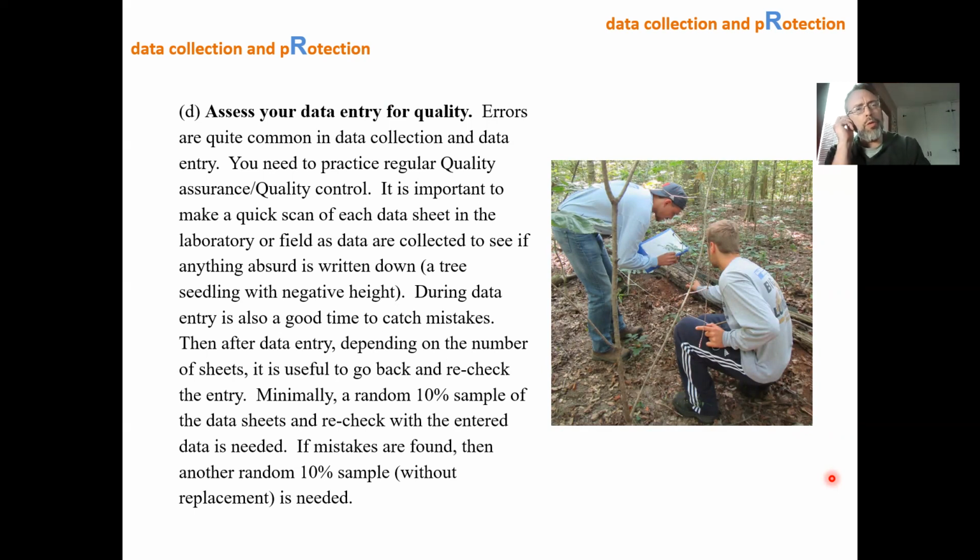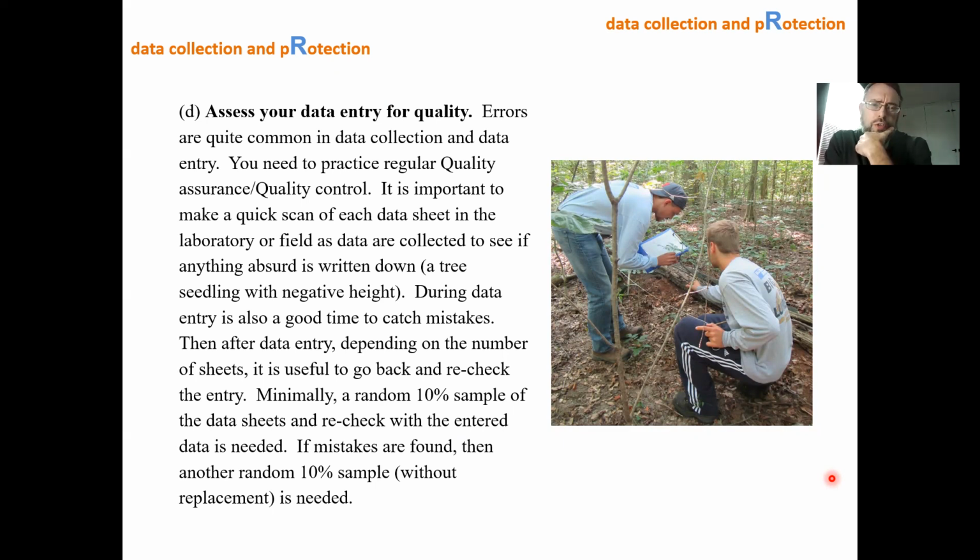So a simple thing to do, if you're in the lab, in your lab notebook, however you're collecting the data, or if you're in the field collecting field data like these two individuals, is make a quick scan of the data sheet to see if anything stupid is written down. If you have a tree seedling that has negative height, okay, it's not a possible thing. Or if you've got something like a listeria count and the listeria count is negative, that's not a thing. Counts can't go below zero. There's no listeria, that's it. It can't be negative 1,000 listeria or whatever. You can't have absurd numbers.